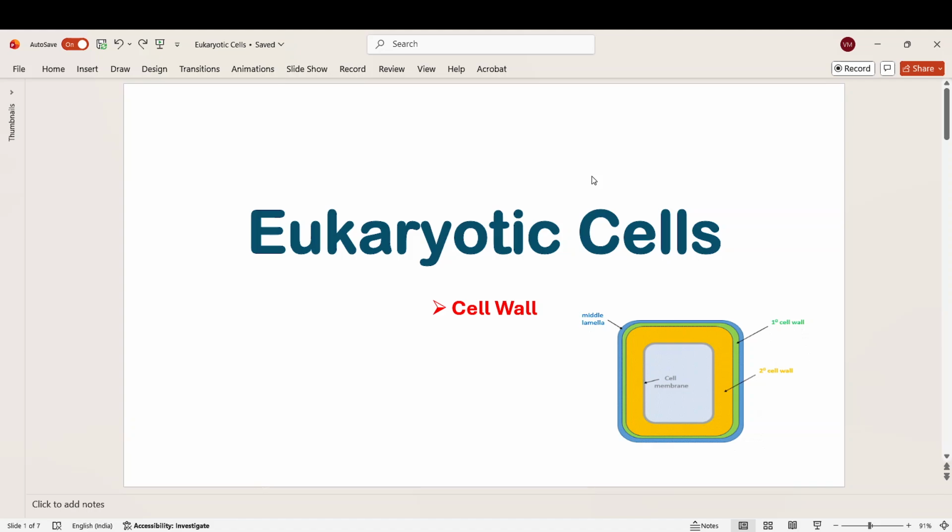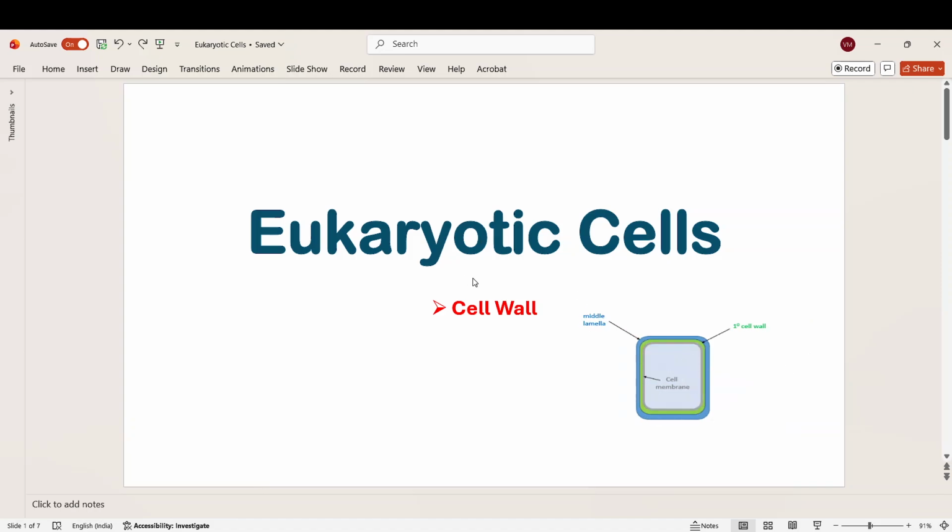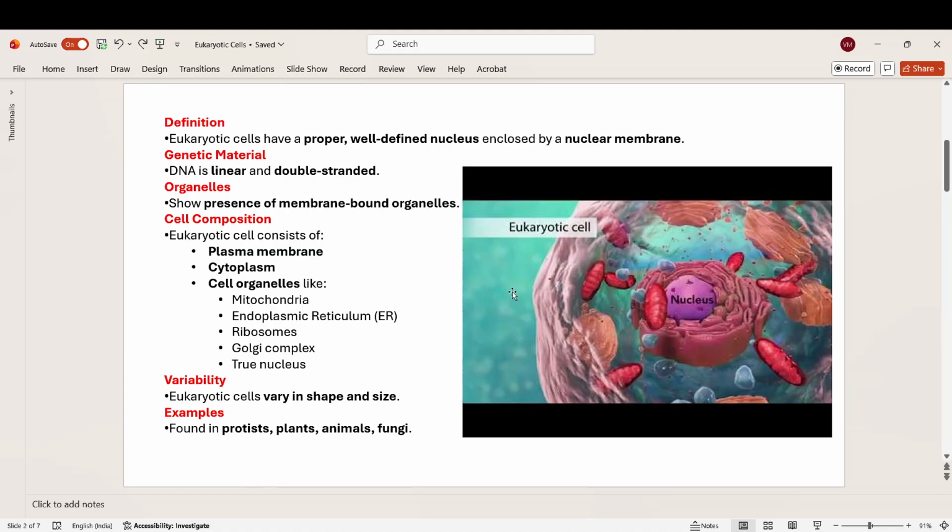In today's session, we are going to understand one of the most important topics in cell biology. In this, we will study the eukaryotic cell, their organelles, and the cell wall. So let's begin with the eukaryotic cell.